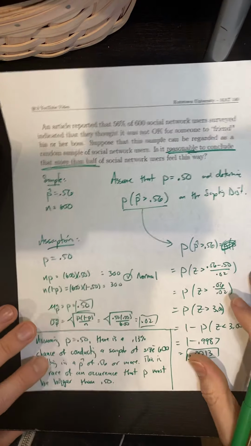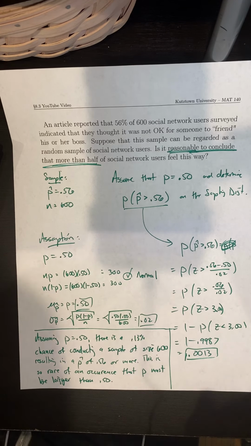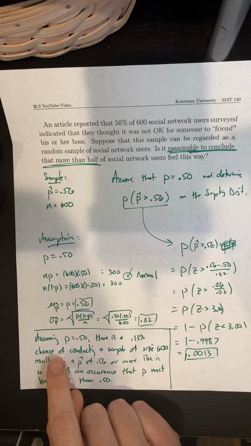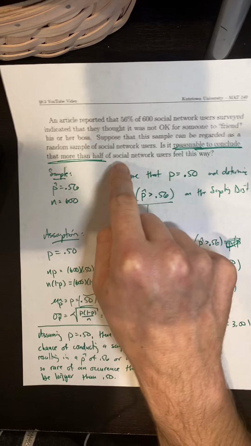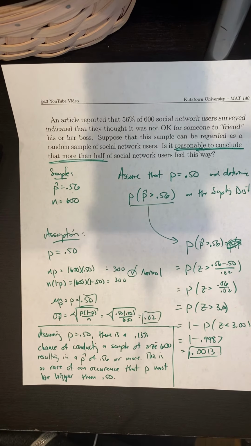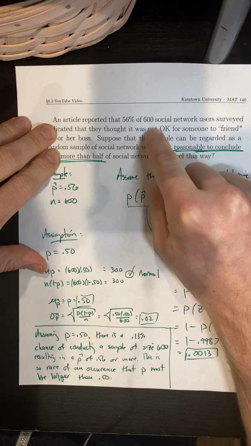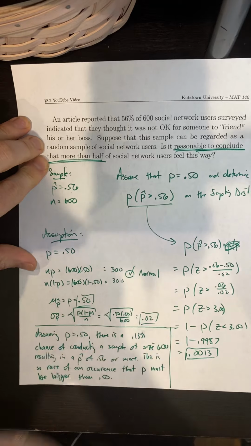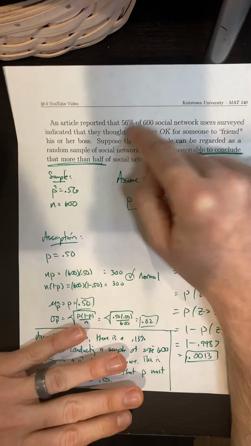Why? Let me just recap one more time. But by the way, this is the element of a hypothesis test, which we'll talk about in the coming weeks. But I want to know if it's reasonable to conclude that more than half of social network users feel that it's not okay for someone to friend their boss. So I went out in the field and I talked to 600 social network users, and I asked them, is it okay for you to friend your boss? 56% of them said no, right? So that's more than 300, more than half.